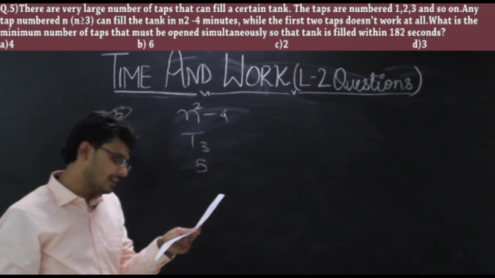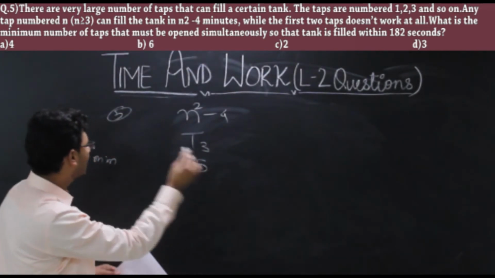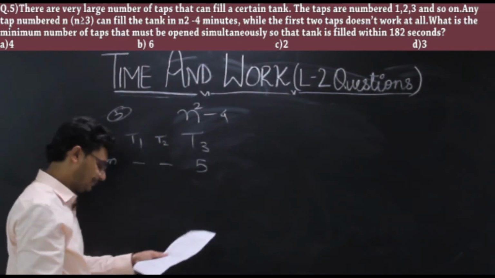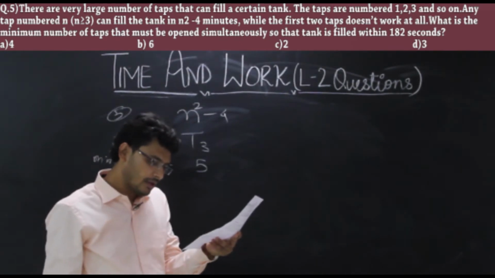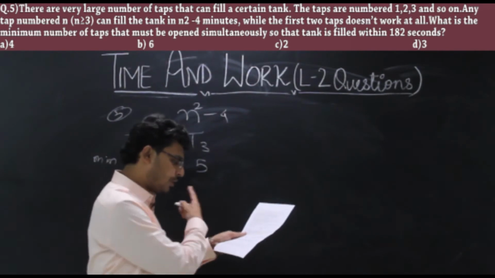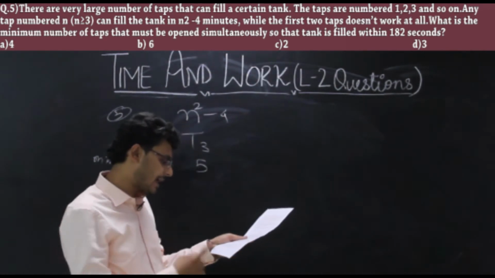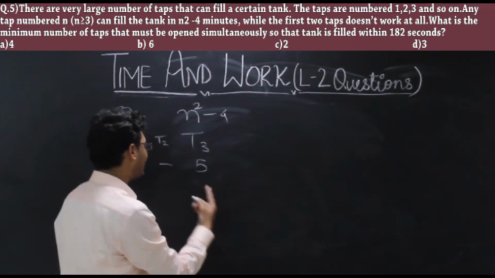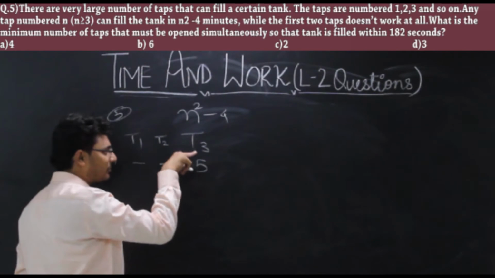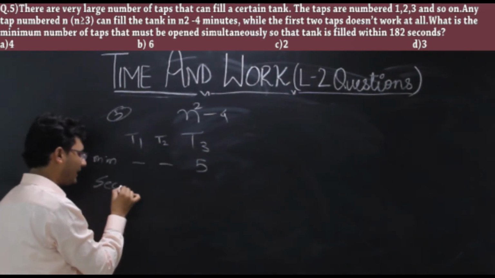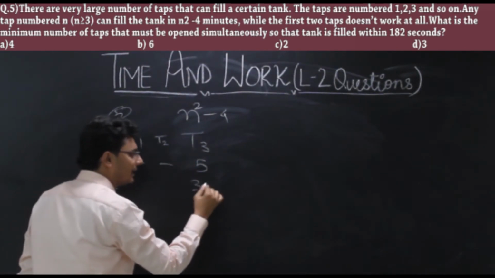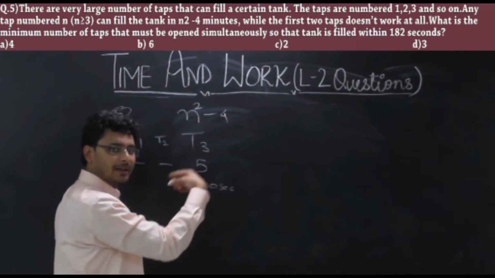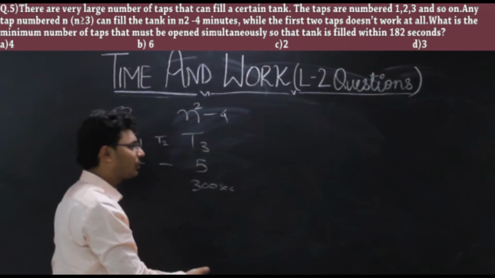So he further says that the first 2 taps are not working at all. So tap 1 is not at all working, tap 2 is also not at all working. And then he asks us what is the minimum number of taps that must be opened simultaneously to fill the tank within 182 seconds. So 182 seconds, this is in minutes. So for tap 3, the time in seconds would be 5 into 60, 300 seconds.